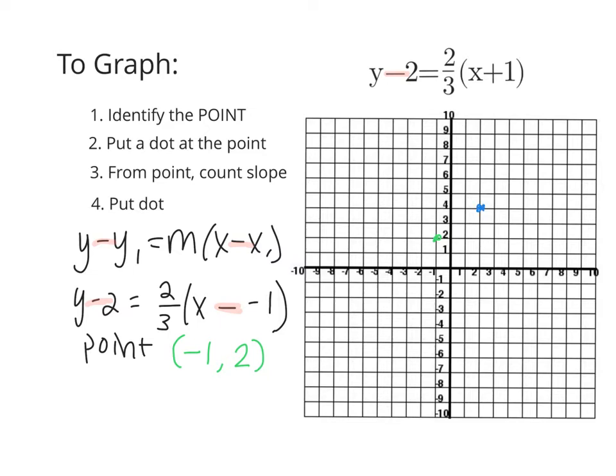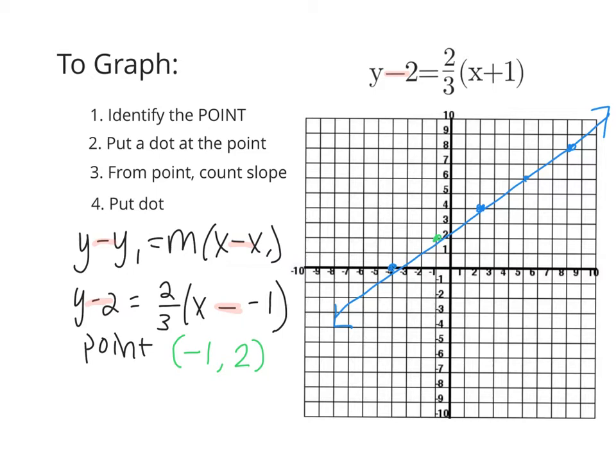Okay, and then I can repeat that pattern. From there, I'm going up 1, 2, over 1, 2, 3, and I can put a dot there. I can go backwards 2 over 3, but in the other direction. And so you can see my line start to take shape. Okay, so I would then graph as straight of a line as possible through all of those points. And there is my equation of the line.